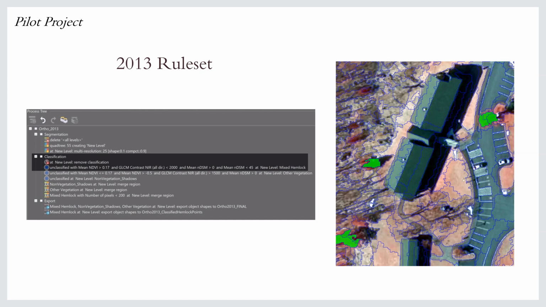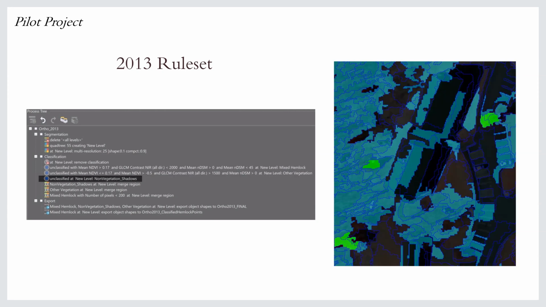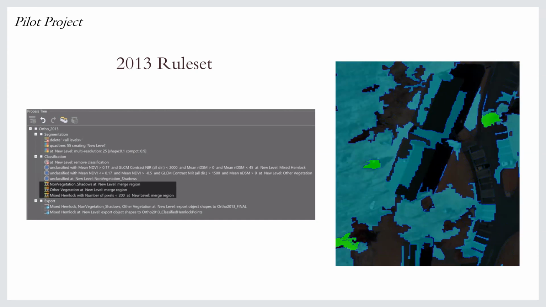And by continuing this process for the remaining unclassified objects, I can identify other vegetation, and then I can identify non-vegetated areas. Finally, those regions can be cleaned up by merging portions together, like small objects within larger ones.